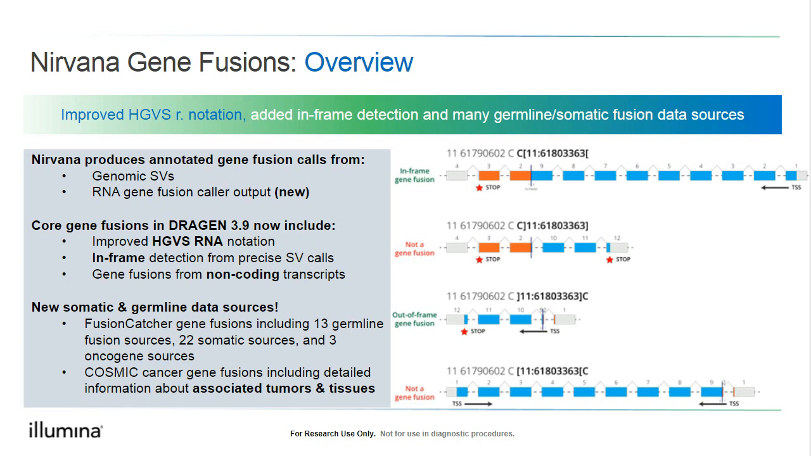The big improvement that we want to highlight here is additional somatic and germline data sources: FusionCatcher gene fusions, including 13 germline fusion sources, 22 somatic sources, and 3 oncogene sources as well. Also COSMIC cancer gene fusions are included here. So the improvements we made are on the HGVS RNA notations, with an improved format and better notations for in-frame and out-of-frame gene fusions, but also bringing in more sources for fusion annotation that we did not have in previous releases.